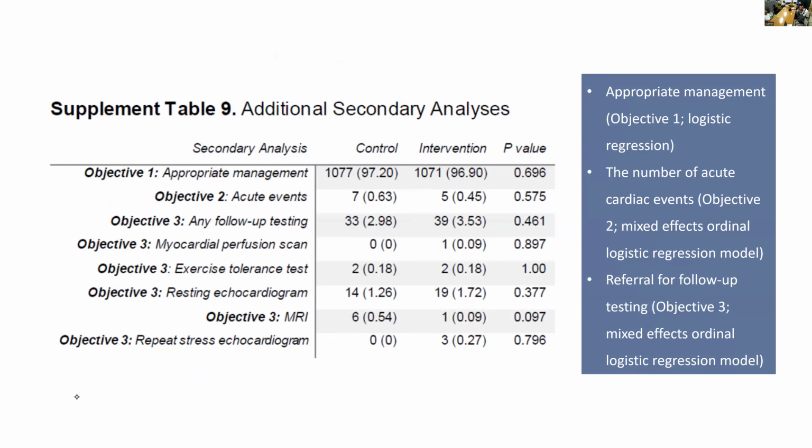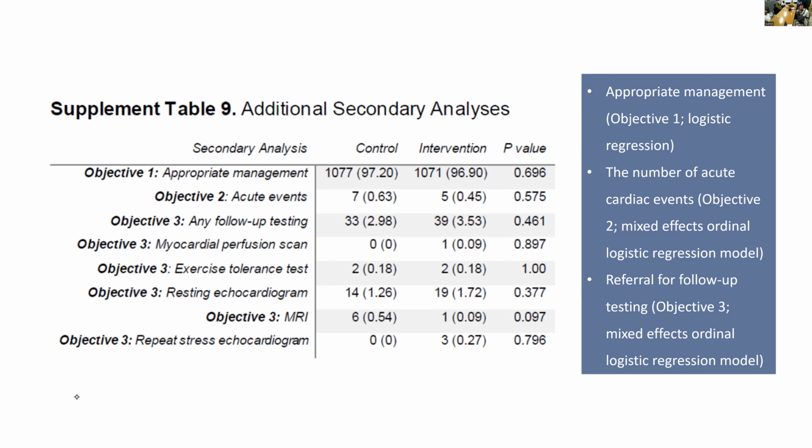These were the secondary analyses. Objective 1 was whether the management was appropriate or not. Objective 2 was whether there were any acute events. And objective 3 was the follow-up testing, such as whether the patient was sent again for a perfusion scan or exercise tolerance test or a cardiac MRI or a repeat stress echo. This was not different between the control and intervention.